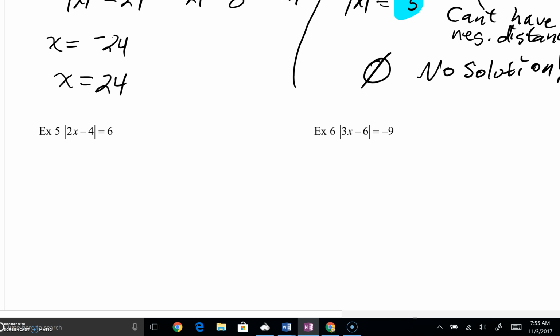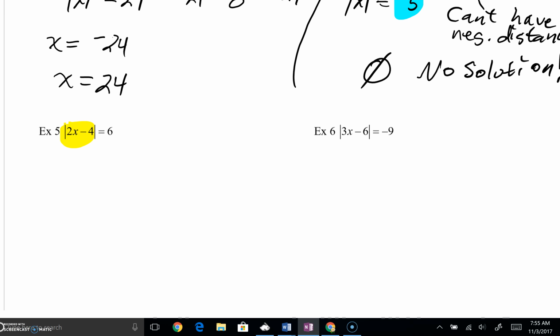Is the absolute value alone? Yes. So I don't have to get it alone. Remember, that's our first step, our first big question. By the way, our absolute value is equal to something positive. Will we have an answer here? Yes. So now what do we do?